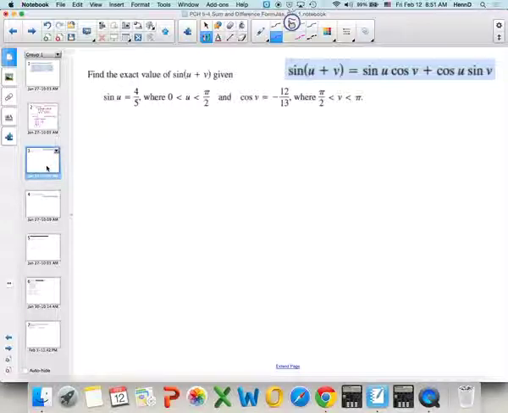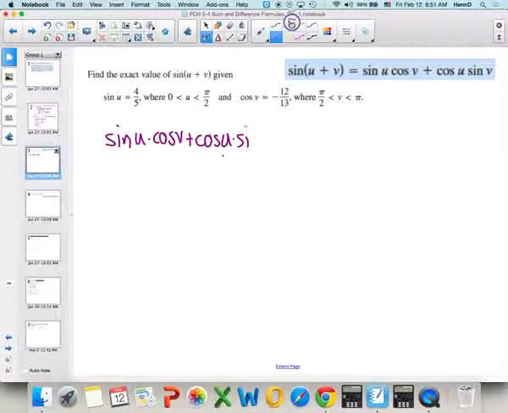All we need to do here is use our formula. The sine of u plus v is the sine of u times cosine of v plus cosine of u times the sine of v. And all we have to do is plug it in. Sine of u is 4/5, like they tell us.